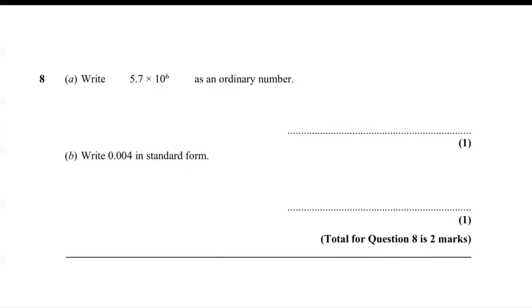Okay, we're going to write this as an ordinary number. So we've got our 5.7. We're being told it's a power of 6. So we're going to make a number that is bigger by moving 6 places. So 1 around the 7, 2, 3, 4, 5, 6. All my little buckets are going to get zeros. So that was 5 zeros. So 5, 7, 1, 2, 3, 4, 5 is my ordinary number.